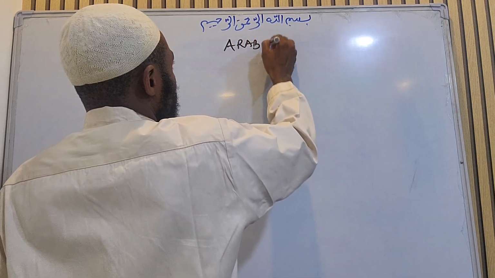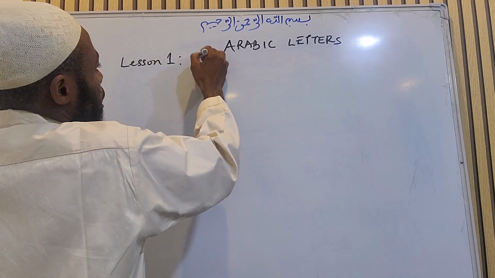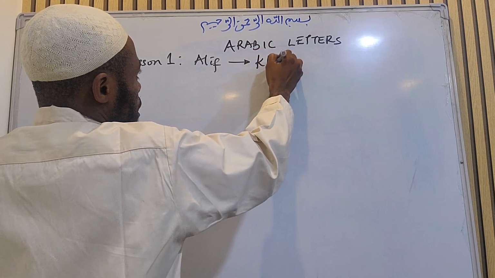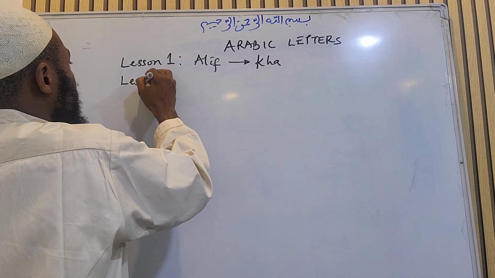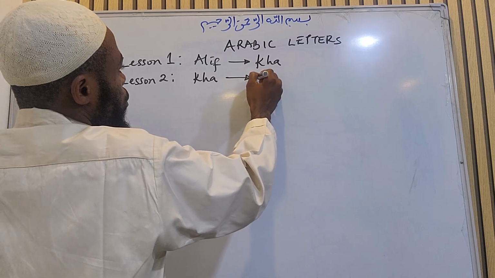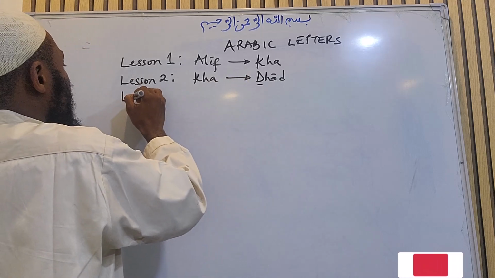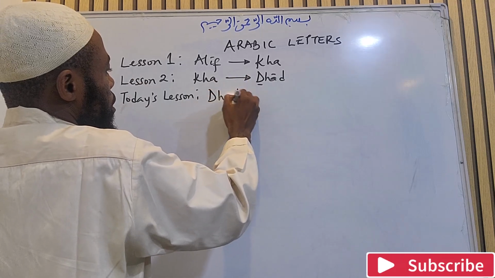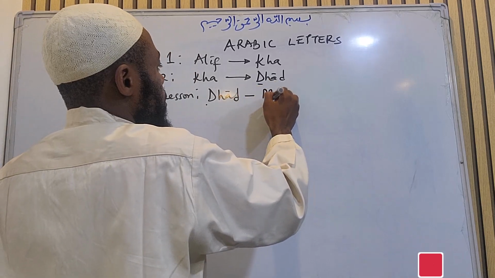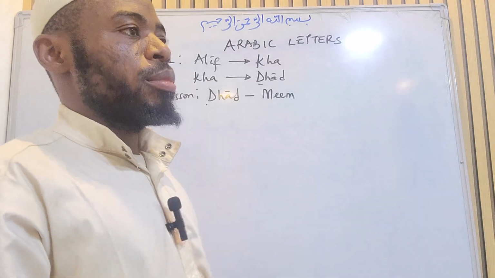Arabic letters. In our first class, we learned lesson 1, Alif, 2, Ba. In the second class, we learned Ha to Dod. So for this class, we are going to be learning letter Dot to letter Mim.